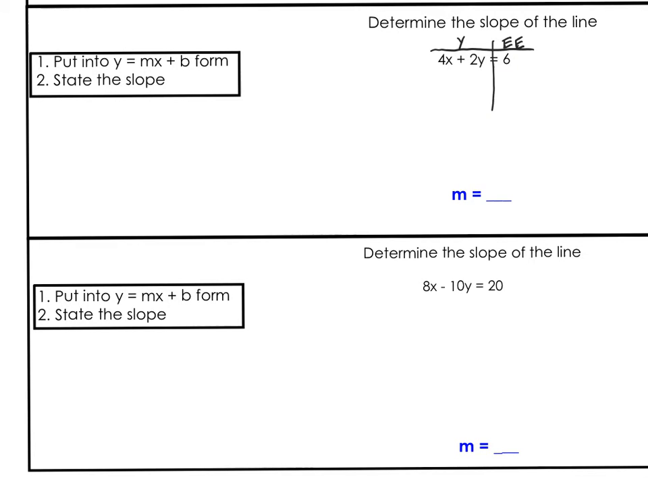The way I'm going to do that is, since the 4x and the 2y are being added to each other here, I'm just going to subtract the 4x from both sides. All right, first move the 4x. You can cancel the 4x's out. We're going to bring down 2y, and we're going to say, well, what's 6 minus 4x?